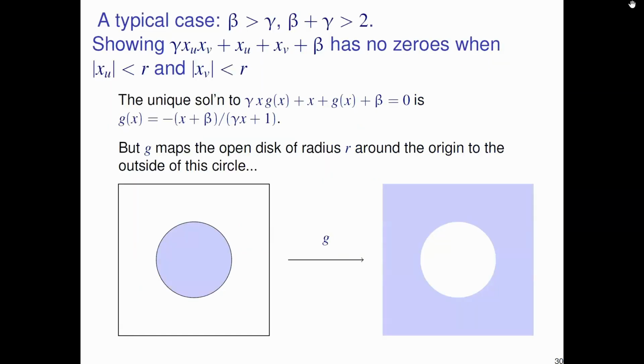So how do we prove there are no zeros of the simple polynomial? Life turns out nice for us. Let's look at this very simple polynomial: gamma xu xv plus xu plus xv plus beta. Let's see what relationship xu and xv would have to satisfy in order to make that 0. I've written it as lambda x g of x plus g of x plus beta equals 0.